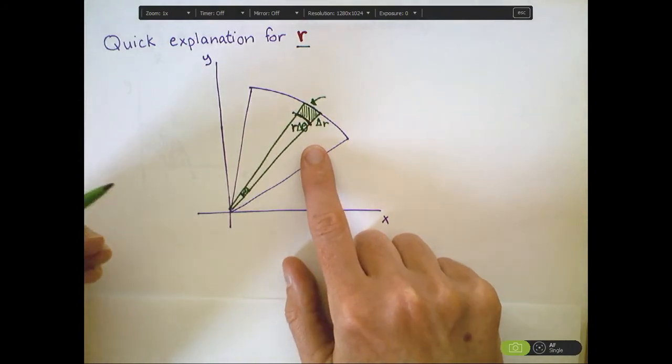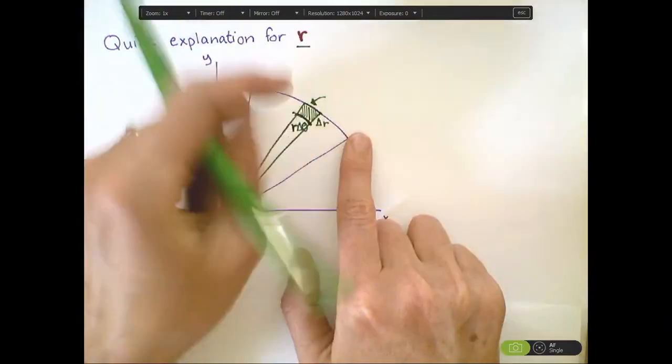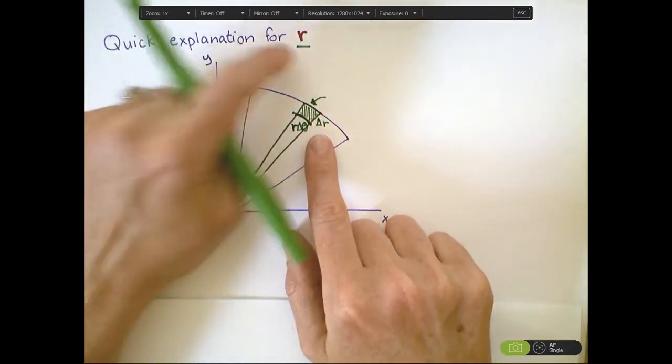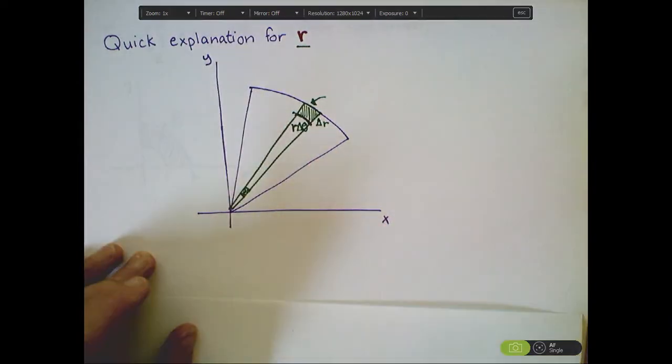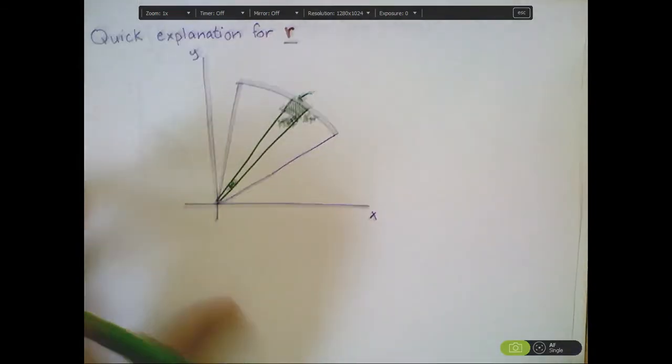Essentially, all that I'm saying is that as the radius changes, it impacts the area of each of these differentials, and that r takes care of it. There's a longer explanation that involves coordinate transformations in an optional video. So let's actually do some integration.